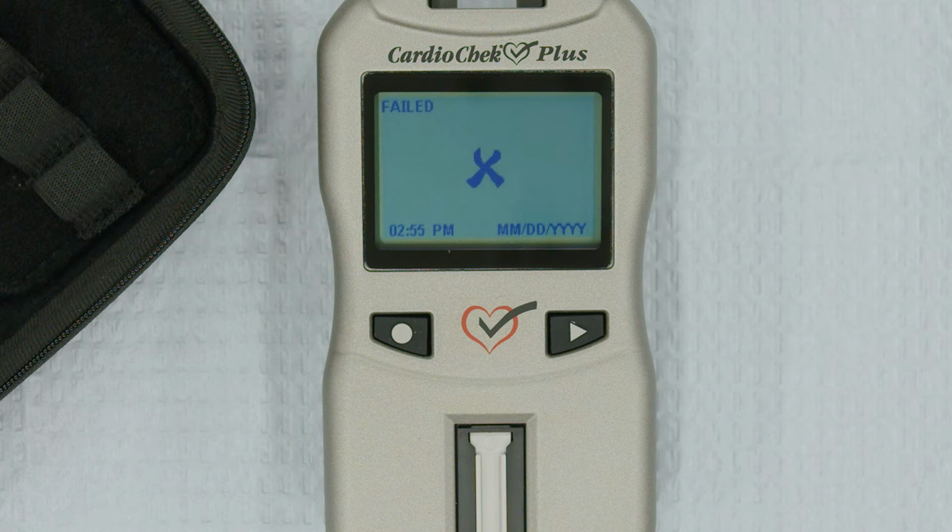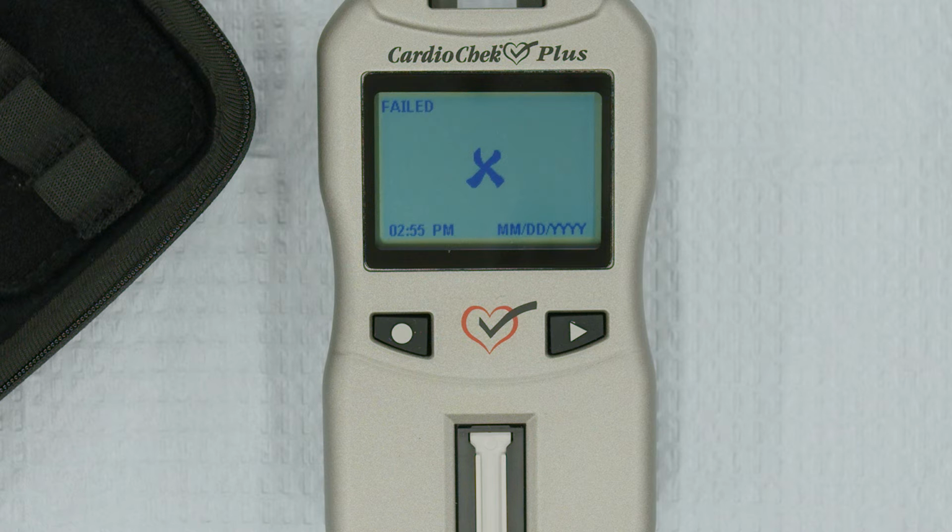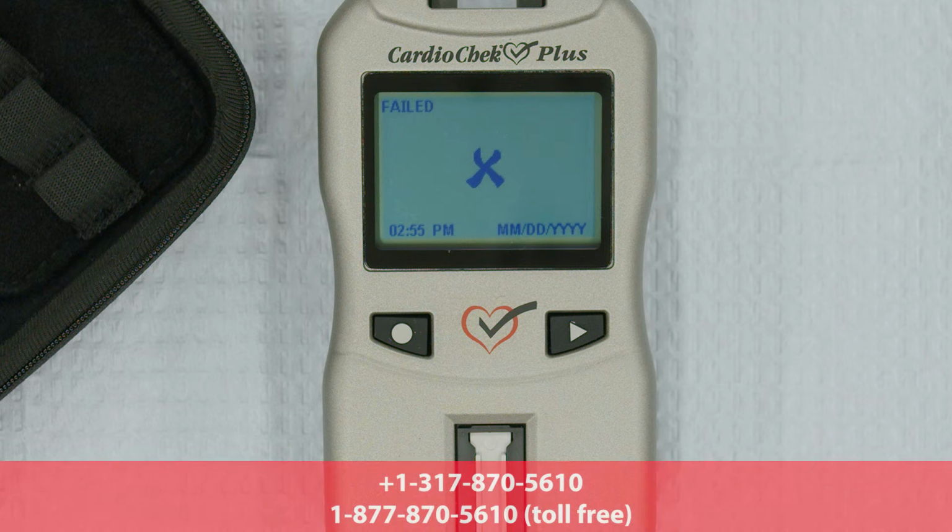If the analyzer says Failed, you'll want to make a few adjustments and try again. Please refer to Section 4 of your CardioChek Plus version 1.12 user guide for details. If your check strip verification still fails after all troubleshooting measures have been taken, please do not use the analyzer. Call customer service for assistance.